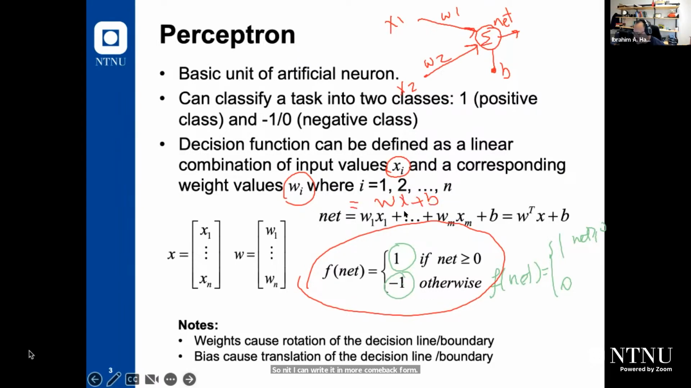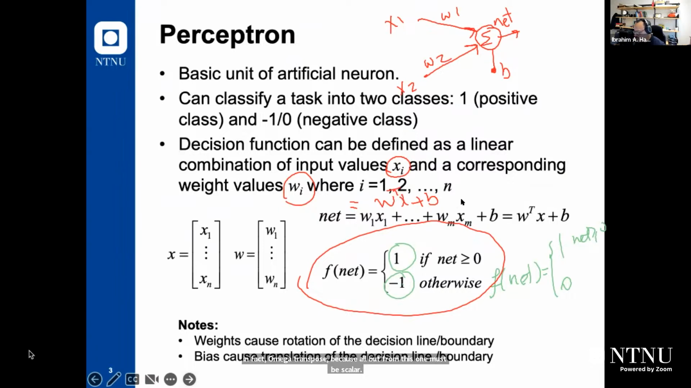But you need to define x as a vector, and omega as a vector. So x will be x1 to xn, for example, and omega will be omega 1 to omega n as a vector. So we can just write it as a vector multiplication, omega transpose x, in fact, omega transpose x, because the output from this must be a scalar. So it will be omega transpose x plus b.